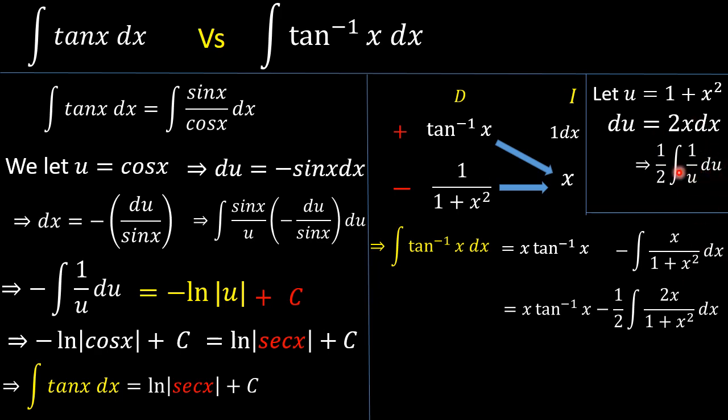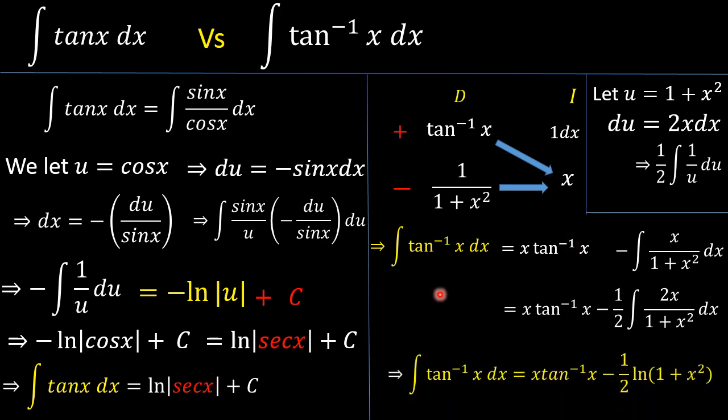The integral of 1 over u du, we saw to be the natural log of u. But what is our u? 1 plus x squared. Keep in mind that 1 plus x squared is always greater than 0, so it can never be 0. So we don't need the absolute value sign. All we need is simple brackets.